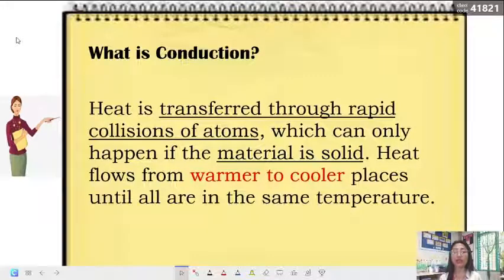Okay, heat is being transferred through rapid collisions of atoms, which can only happen if the material is solid. Take note, material is solid. Heat flows from warmer to cooler places until all are at the same temperature. It is very common that if there is one thing that is very hot and you put something cool to that warmer or hotter object, then the cooler one will also become hot. That is why we can say that the heat flows or is being transferred. So that is how conduction happens.